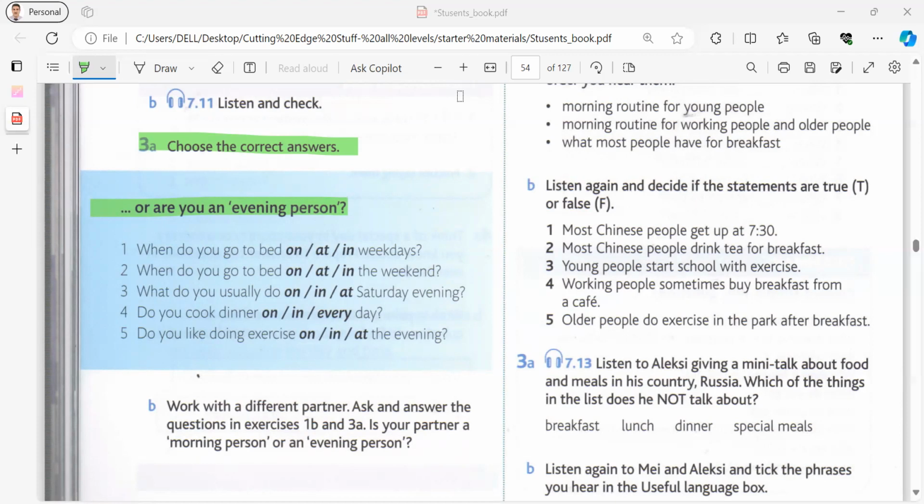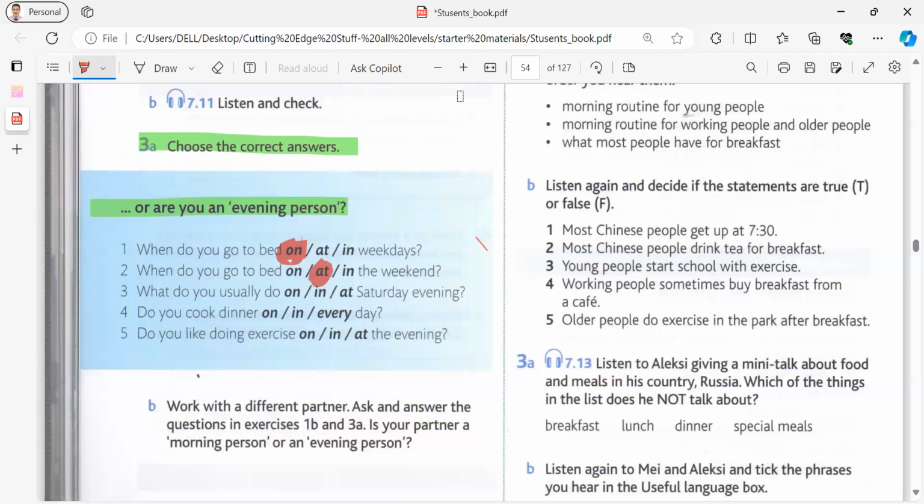Who is done? Me. Sultan, are you done? Number one, start please. When do you go to bed on weekdays? On weekdays. Do you agree? Yes. Number 2. When do you go to bed at the weekend? Exactly, at the weekend.